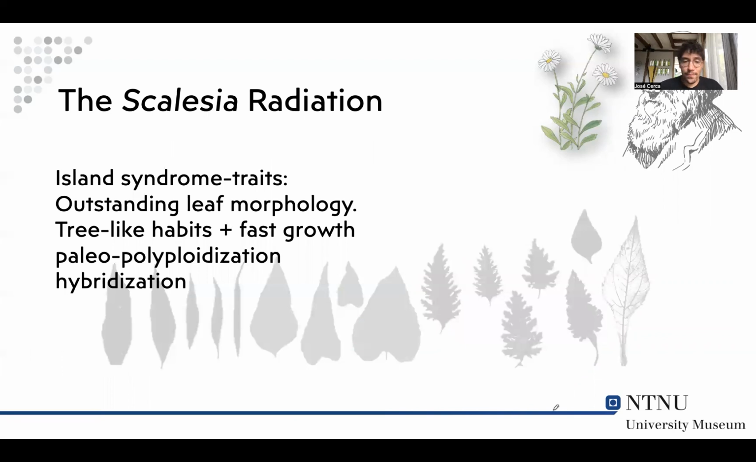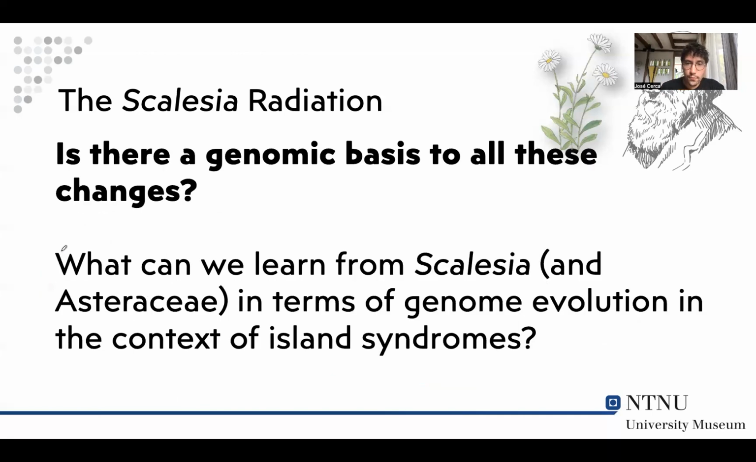As you see, I have these leaf silhouettes here, and you see all this extreme variation in terms of leaf morphology. And we also have other traits like, for example, the fast growth, the growth to tree habits, as I was talking about. And on the genomic level, we could say that some expectations from these insular plants is that we verify that it's a paleopolyploid, and it has the capacity for hybridizing. So we were interested in whether there was a genomic basis to all these phenotypic changes that we observe in Scalesia, and what can we observe and learn from Scalesia in the context of island syndromes.